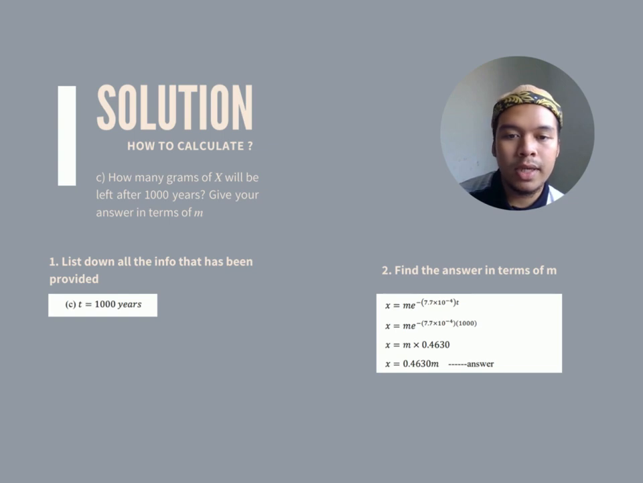So the equation will be X equal to M multiplied by 0.4630, and the final answer is X equal to 0.4630 M.